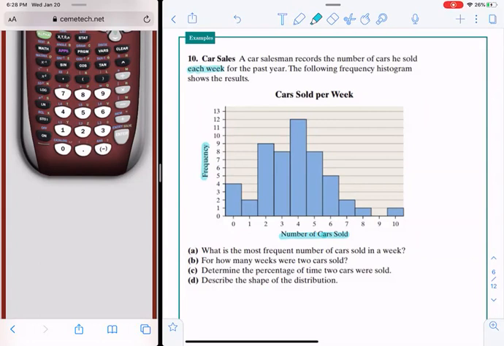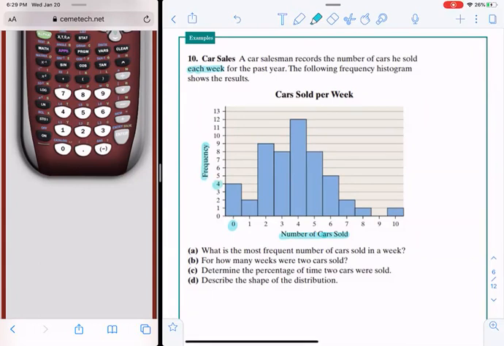So how would we interpret it? If we look at how many weeks did he not sell any cars at all? Didn't sell any cars would mean 0 cars. And how many times did it happen? In how many weeks did he not sell any cars? It would be 4. And that's how you should interpret it.